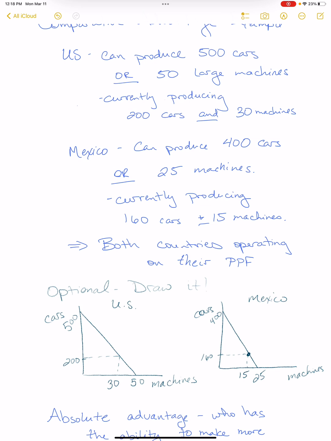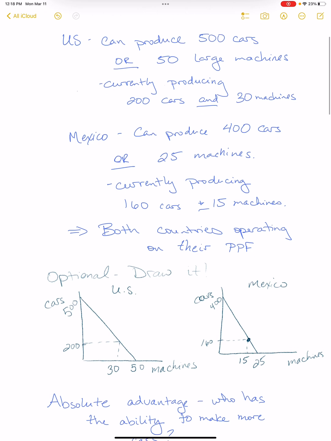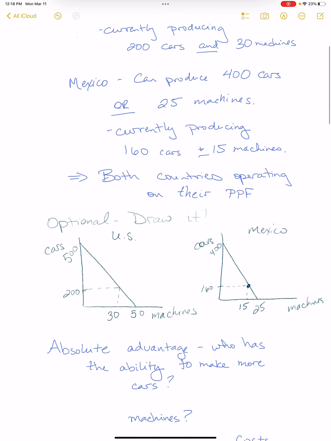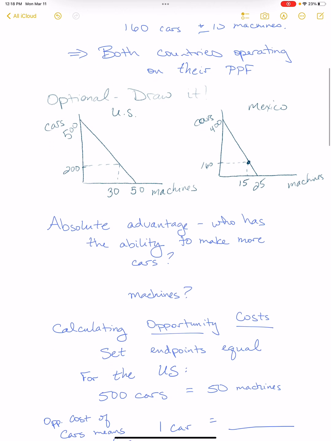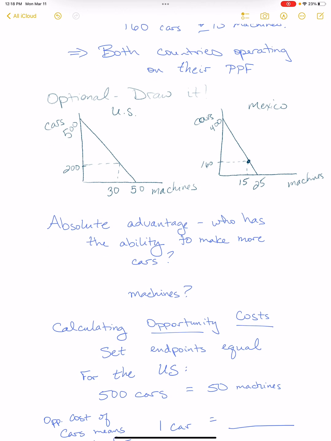The problem also told us that both countries are operating on their PPF, but if you want to do the math to verify, you certainly can verify that 200 and 30 is on the United States PPF and 160 and 15 will be on Mexico's PPF. So then the first natural question that might come up once you're given this information is who has the absolute advantage?